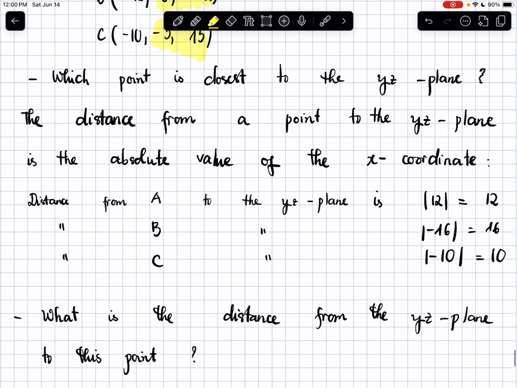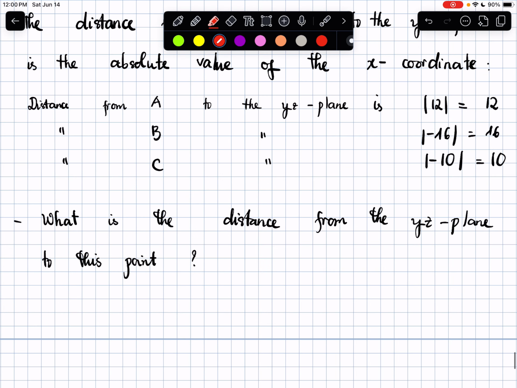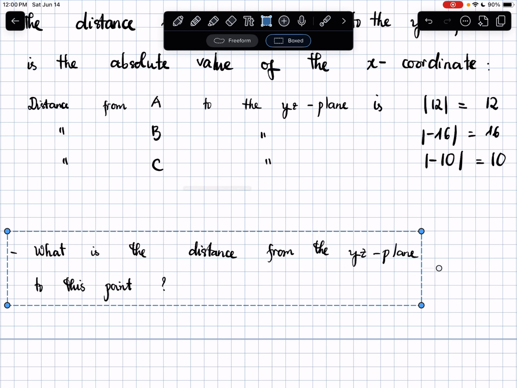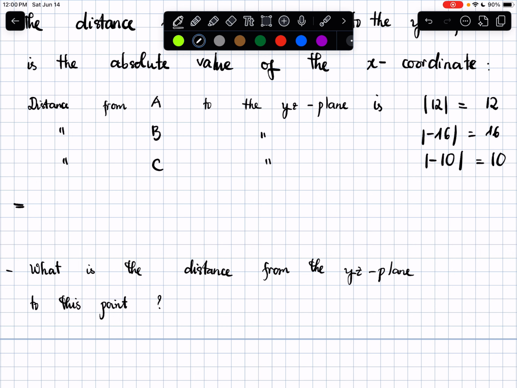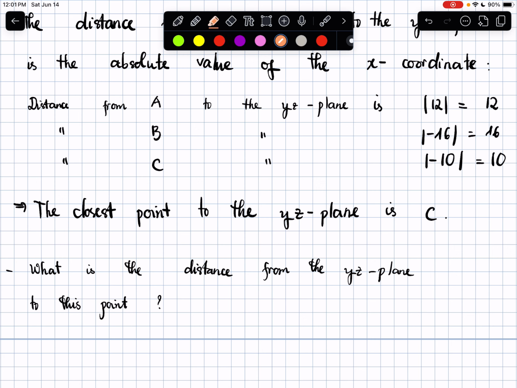So we need to find the closest point, which is the minimum distance, right? The closest point to the YZ plane among the 3 points is the one that has the shortest distance to the YZ plane, C, because it has distance 10 to the YZ plane.